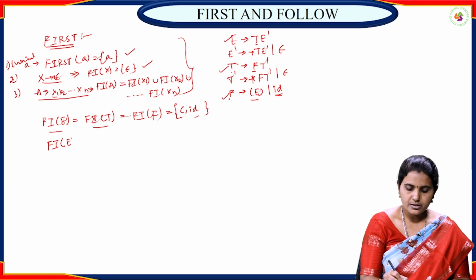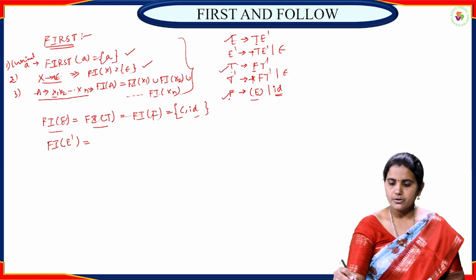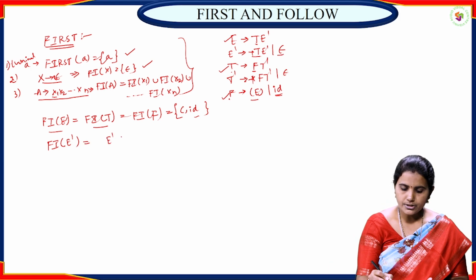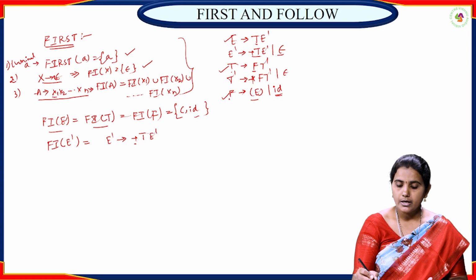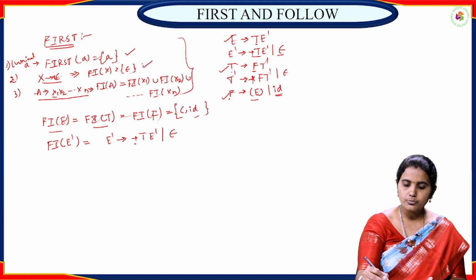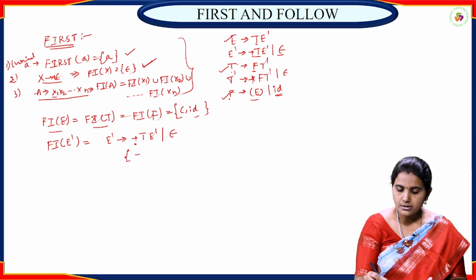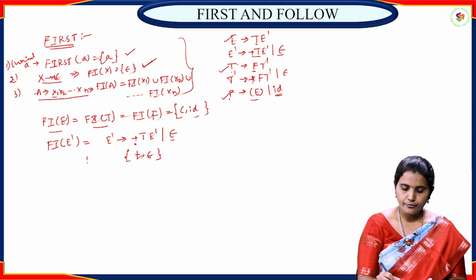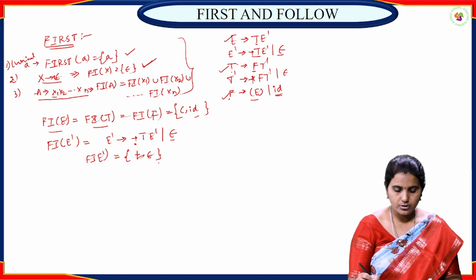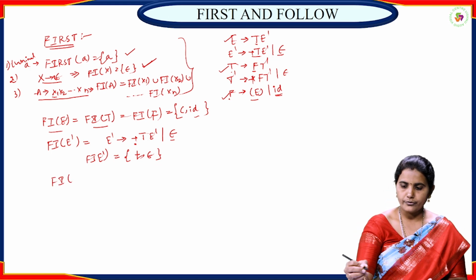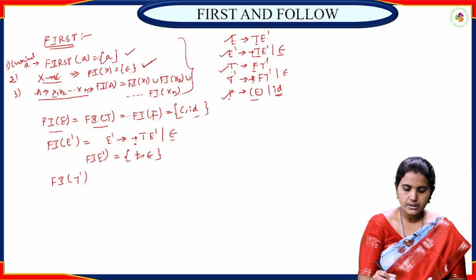Let us go for first of E dash. Observe the two productions. E dash implies plus T E dash, where the right hand side starts with a terminal, and E dash implies epsilon, then your output is epsilon. In the first case, starting with the terminal symbol means your output is plus. In the second case, your output is epsilon. So first of E dash equals plus comma epsilon. First of E dash is completed, then go for T dash.